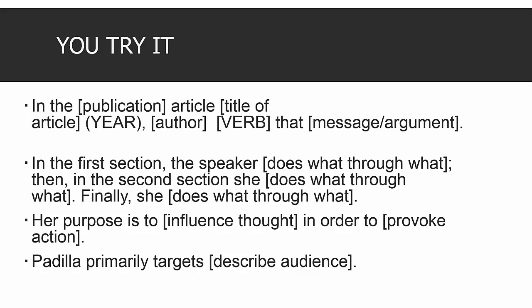So if you're reading a text that comes from the New York Times, you would say "in the New York Times article," and then you'd put in quotation marks the title of that article. And in parentheses, the year that that article was published. Then you put the author's name, usually their full name, first and last name. After you refer to them this first time, you can just use their last name. But the first time you mention them in your Precis, you use their first and last name. And if they have a title like doctor, then you would include that as well.